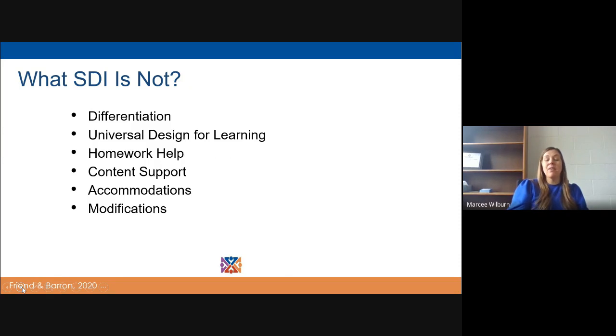Remember, it's thinking of what the students' barriers are and what instruction they need to overcome those barriers. And it's more than just providing accommodations and modifications. It's that instructional piece. It's what the teacher does in order to help the student overcome the barriers.